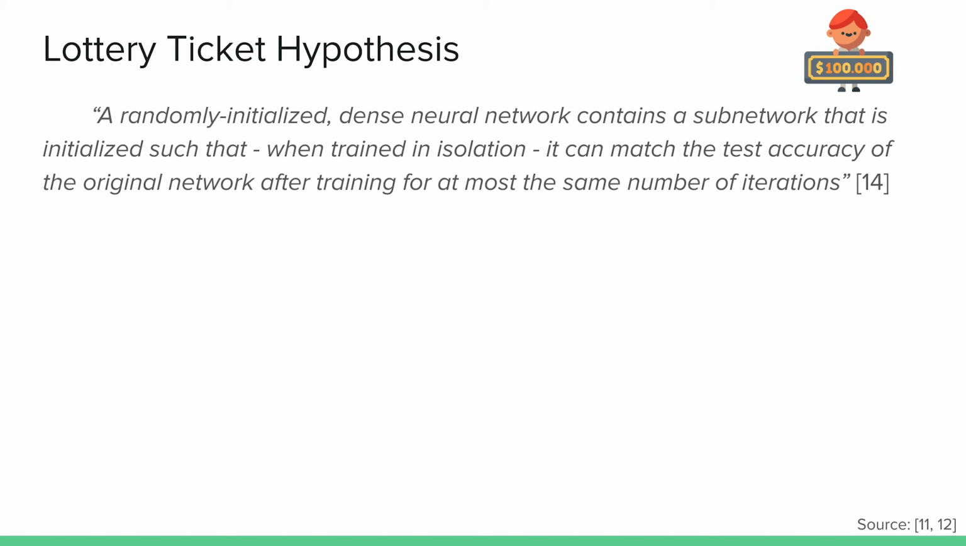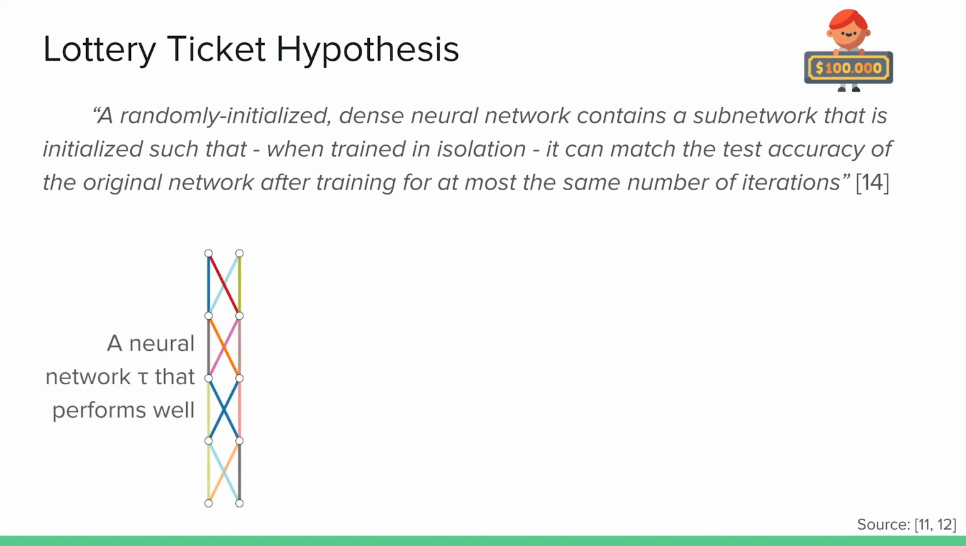That might be a bit long, so let's break it down. We have a neural network that performs well. It is sparse, so we don't have a dense connection here, and it works fine.